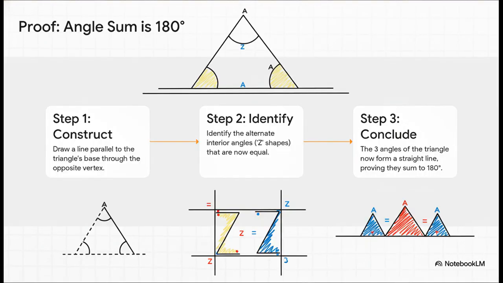And this is the really cool part. We can actually prove the 180-degree rule using what we know about parallel lines. You just draw a line parallel to the base of the triangle. When you do that, you create those Z-shapes, those alternate interior angles. And suddenly, you can see that the 3 angles of the triangle perfectly line up to form a straight line. And a straight line is 180 degrees. It's such an elegant proof.